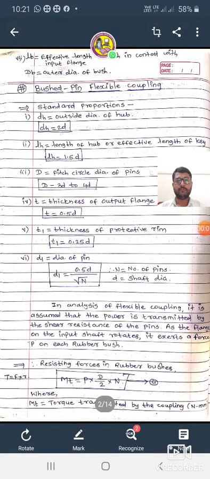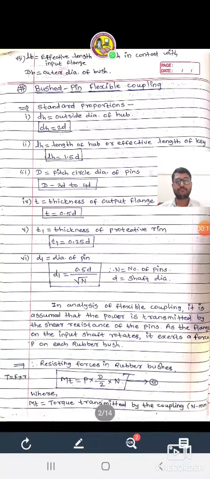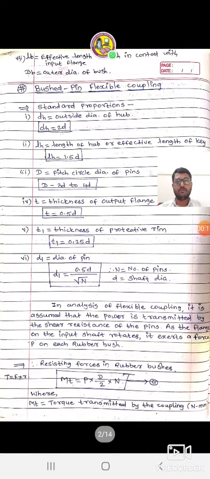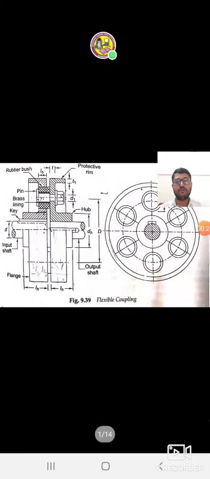Students, today I would like to explain how to design the second type of coupling, which is the bush pin type flexible coupling. Let us start with the major proportions, that is, the standard proportions. The first important parameter is d suffix h, which means the outside diameter of the hub.